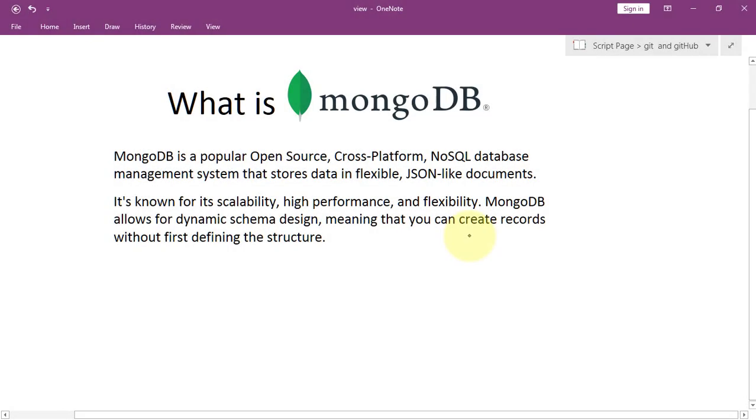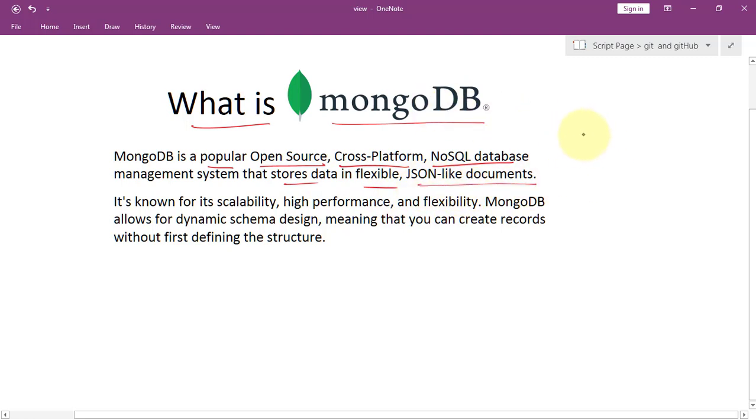So in this series of videos, we're gonna be learning about MongoDB. So first of all, let's talk about what is MongoDB. MongoDB is a popular open source cross-platform NoSQL database that stores data in a flexible JSON-like document.